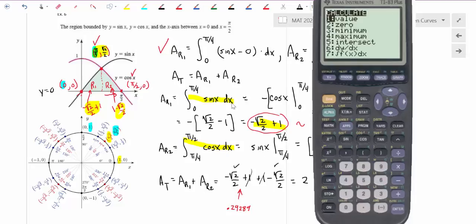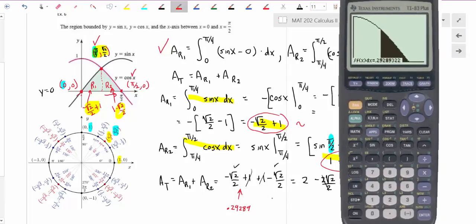So I'm going to go option 7. Lower limit is pi over 4. Upper limit is pi over 2. And let's get that worked out. So that area is the same thing. Okay, so I'm going to record that as, that second area was also 0.29289. Now we're ready to go through and check and verify that we have the right answer.